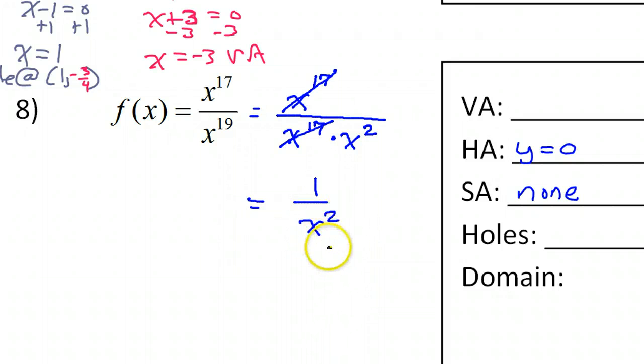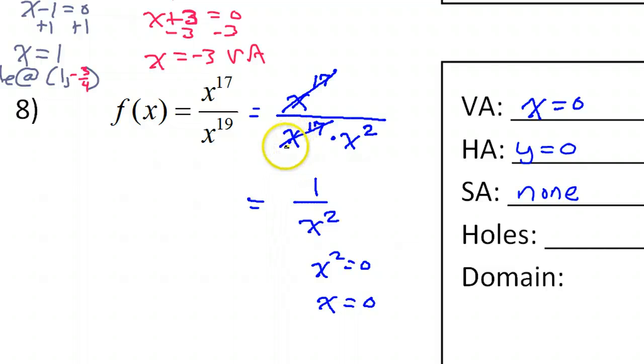So if I set this x squared equal to 0, take the square root of both sides, that's going to give me x equals 0. So I will definitely have a vertical asymptote of x equals 0.